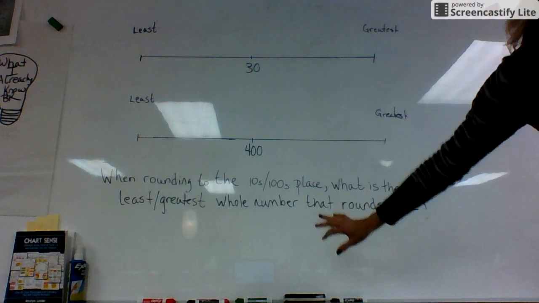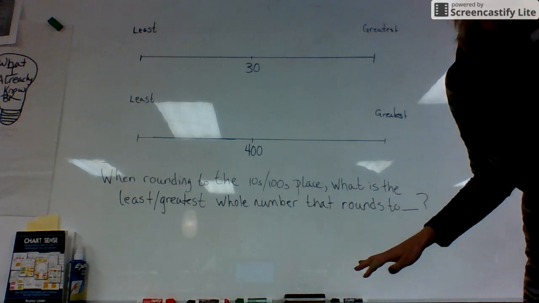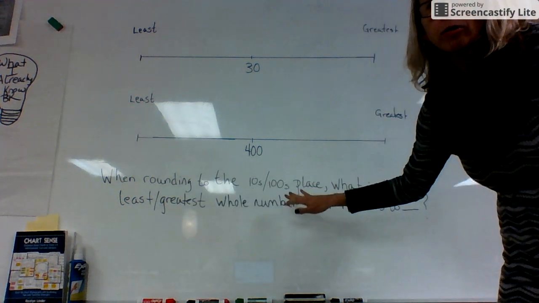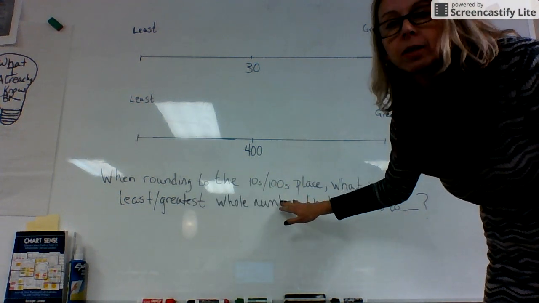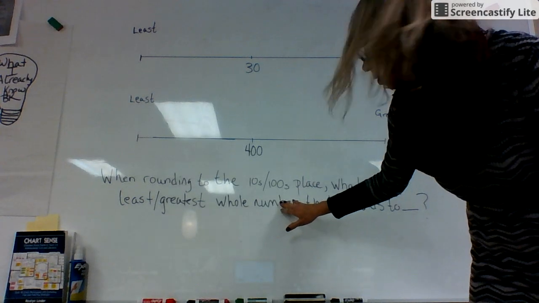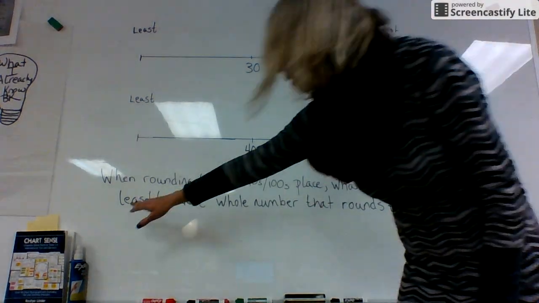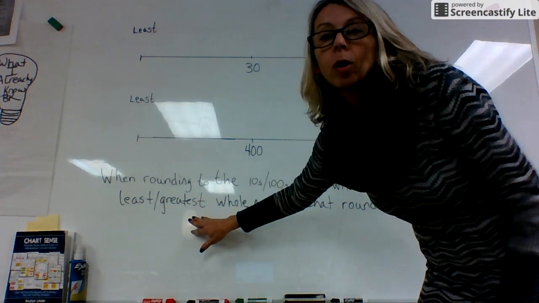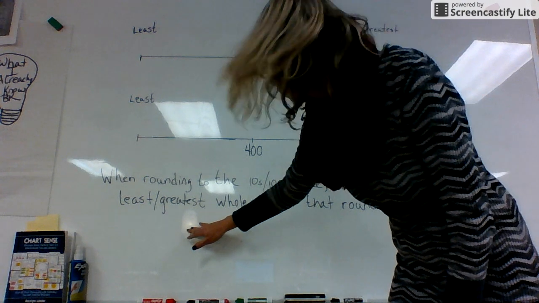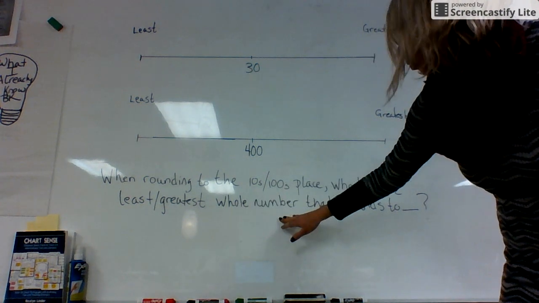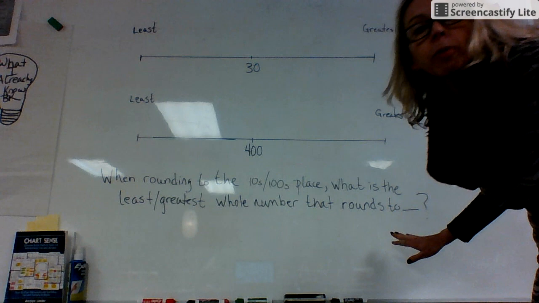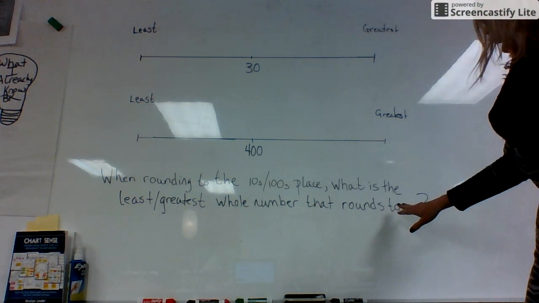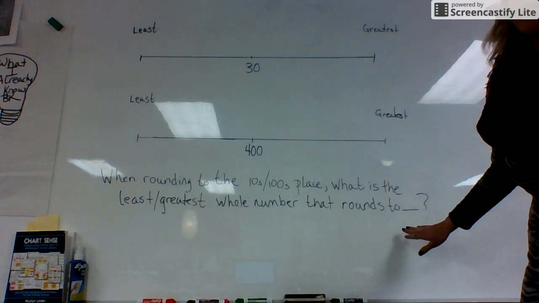The questions are phrased in this manner. When rounding to the nearest tens or when rounding to the nearest hundreds place, one of these will be selected for the question, not both in the same question. What is the least or greatest? Again, one of these will be selected for one question. They won't ask for both. Whole number when rounding to the nearest, and it'll either be the tens place or the hundreds place. This is just the number that they're rounding to.